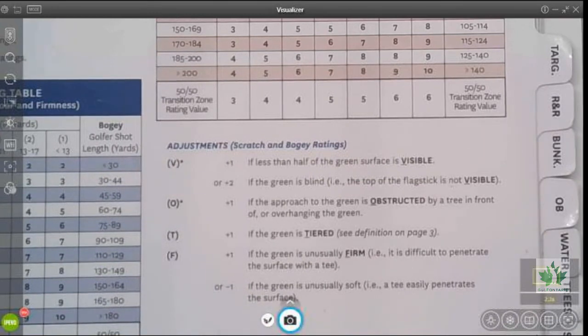The other thing I wanted to mention here is the issue of false fronts. Greens that are mounded, a little bit of a humped green, I guess you'd call it. It's possible for a ball to roll onto the green and stop and roll off again. It just won't stay on the green when it should have. If the green was level, it would have stayed. And there's no adjustment for that. What we simply do is don't count the part of the green the ball won't stay on.